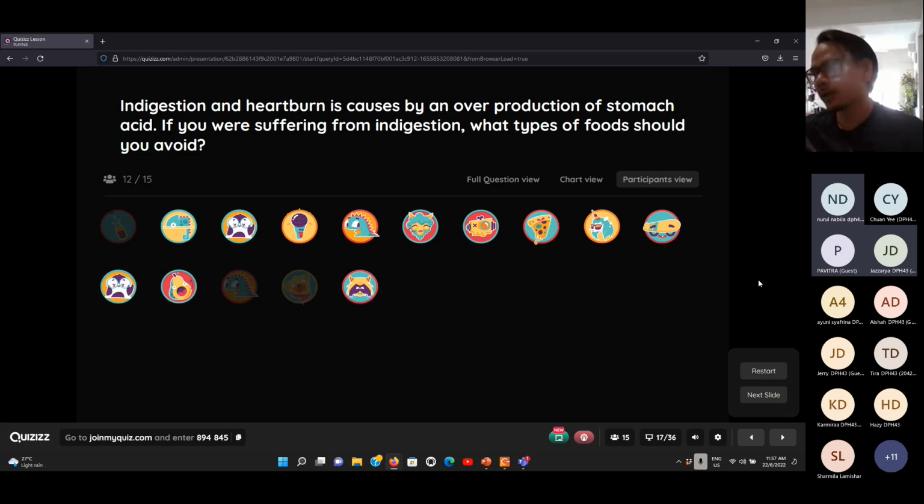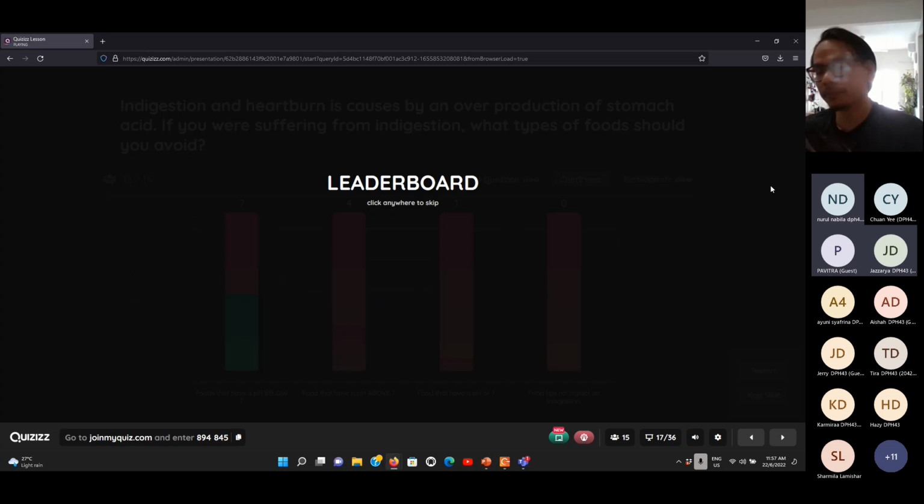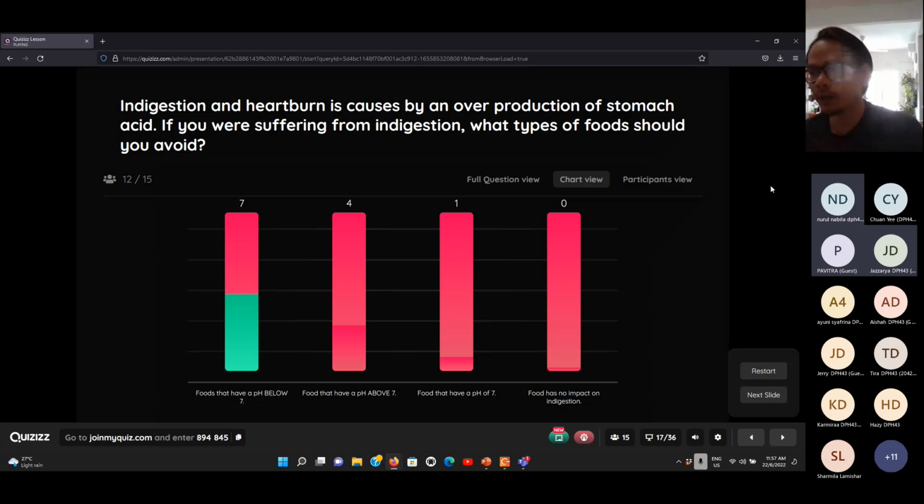So the answer adalah kita patut makan makanan yang tak boleh ubah pH dalam perut kita tu. So most of the pH will most likely stick to neutral. So the answer adalah foods that have a pH below 7. Maksudnya around neutral lah.